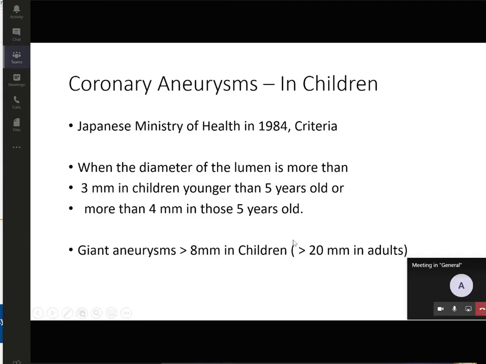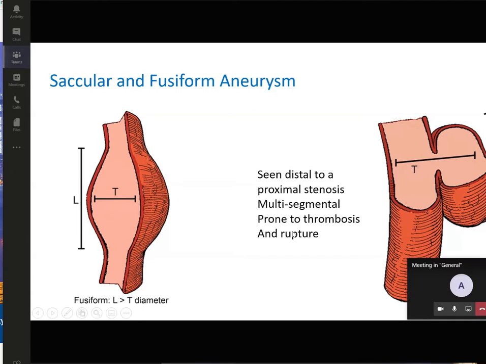In children we have different criteria and I am not going into that. So what is a saccular and fusiform aneurysm? When the length is more than the transverse diameter, it is a fusiform aneurysm. When the transverse diameter is more, it is called a saccular aneurysm. You should know how to differentiate between an ectasia and an aneurysm, and a fusiform aneurysm and a saccular aneurysm.